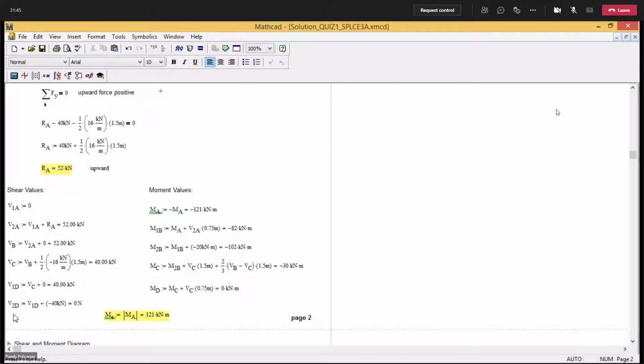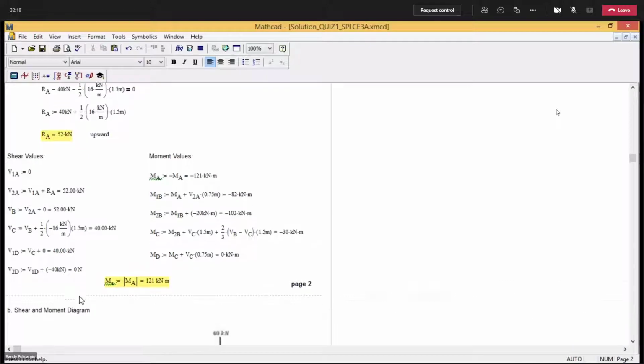And then the next step is you solve now for the shear at D, this time considering the concentrated load. So you have V1D plus the 40 kilonewton load. Since it is acting downward, it will be negative. So the result is 0. So look at here, this is actually the shear, from 0, then a certain value, until our diagram closes.